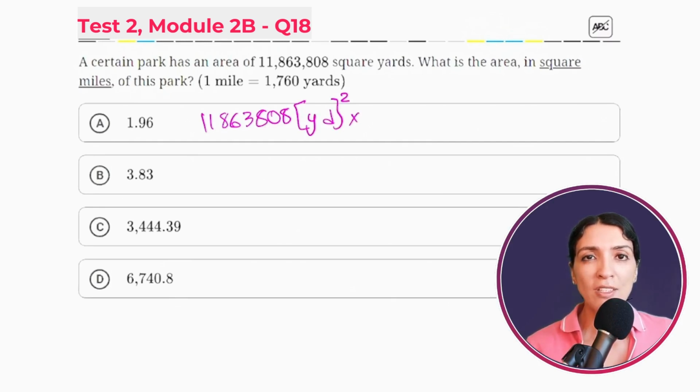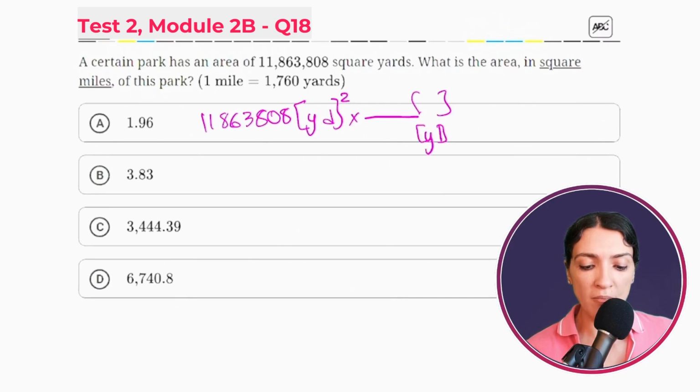Since we have yards in the numerator, you want to multiply it by a conversion factor such that you have yards in your denominator because we want to get rid of it, and miles in the numerator because that's what we're converting to. Now, if we look at the conversion factor that's given, we're told that 1 mile is equivalent to 1760 yards.